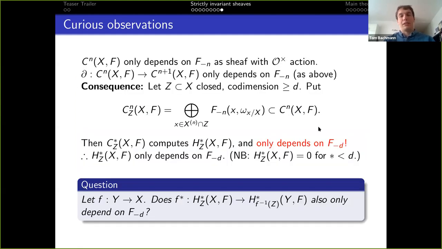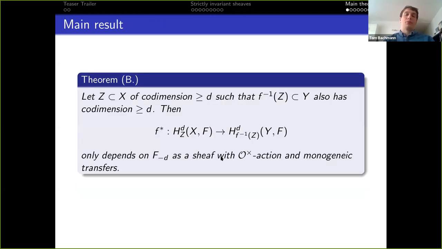which is obvious, right? So the definition of the Rost-Schmid complex, you already need the twisting action. Actually, the complex itself does not depend on the transfer map, but I will prove, or I will sketch proof, that this pullback map here, it only depends on F minus D, on the action by units, and on the transfers.